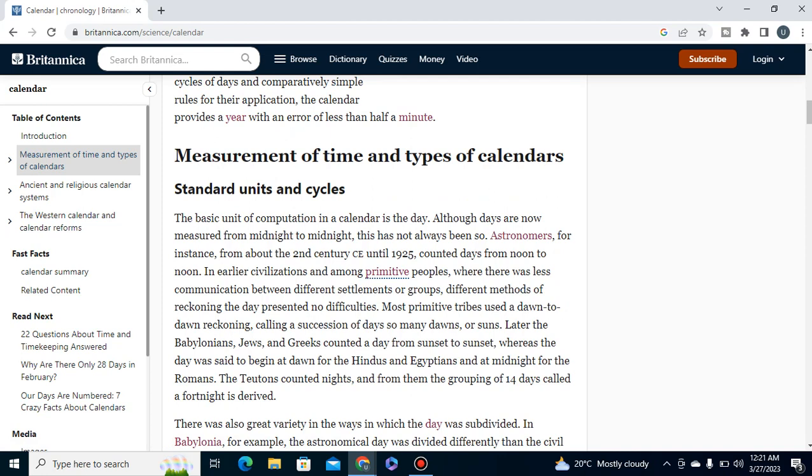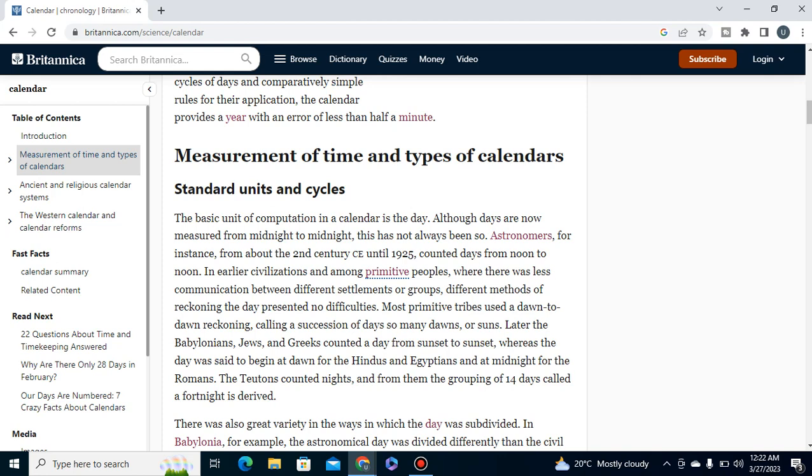Later the Babylonians, Jews, and Greeks counted a day from sunset to sunset, whereas the day was said to begin at dawn for the Indians and Egyptians, and at midnight for the Romans. The Teutons counted nights, and from them the grouping of 14 days called a fortnight is derived.